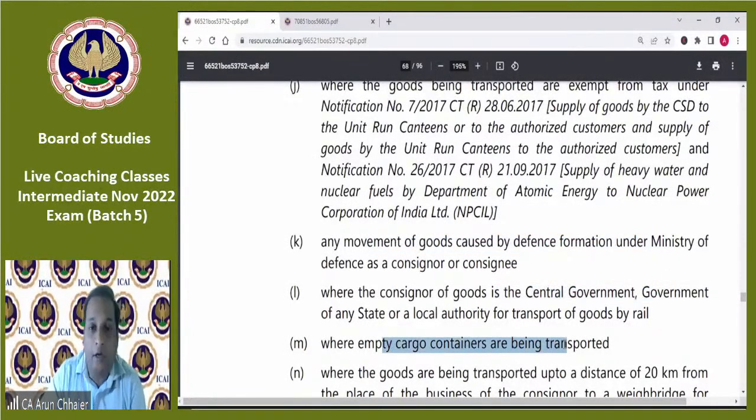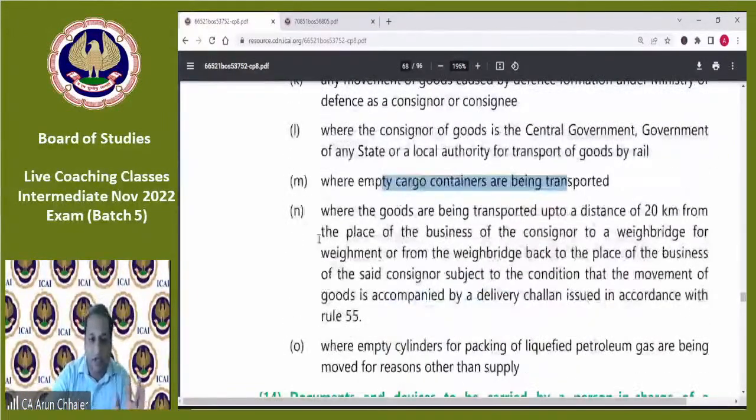If the empty cargo, so when I'm sending the goods to you, I have generated the e-way bill. Now only empty cargo is coming. Let's say empty cargo is also worth more than 50,000. Whether e-way bill is required or not required. There is one clause for 20 kilometers.